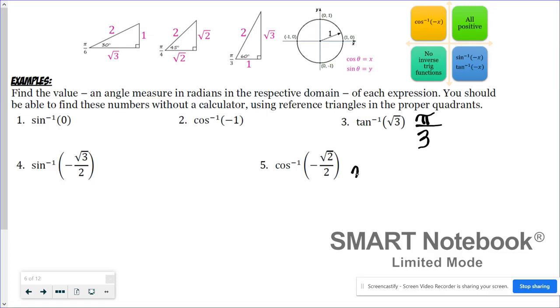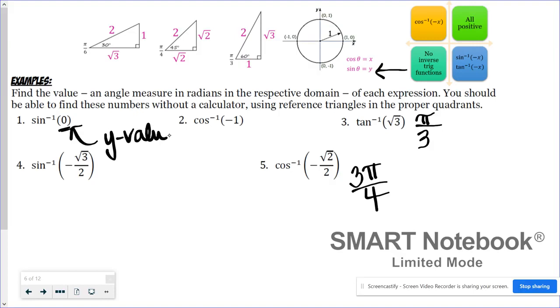We got 3 pi over 4 for number 5. So let's check out these other 3 examples. Number 1 says sine of 0, and that 0 gets me to 0 on my unit circle. Since we're working with sine, what do I know? I know that sine of theta is equal to y. So 0 is a y value.